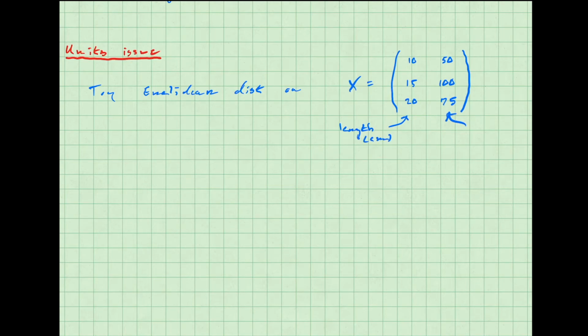And this guy is a weight or a mass in grams, right? So that's what those two different variates are, those two different columns: a length in centimeters and a mass in grams. And then if you go ahead and compute the Euclidean distance, what you would get, and you can try this, is the following.